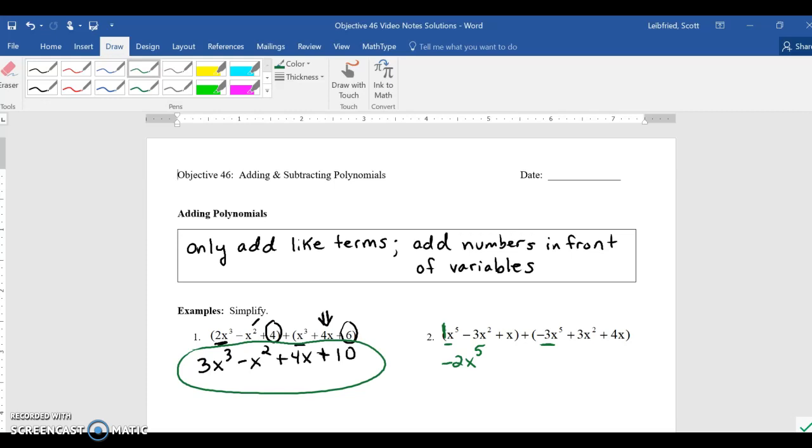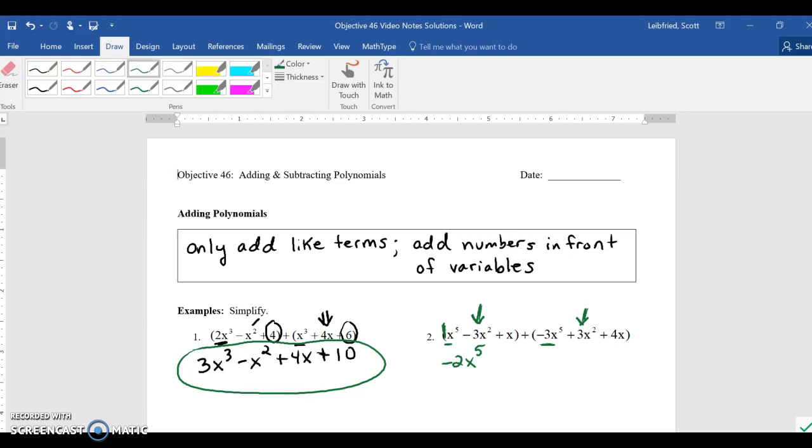The next one we look at would be a fourth term, but there are no fourth powers. Then we would go to the third power for x. There aren't any. So now we get to the negative 3x squared. So now we're here. Negative 3x squared plus positive 3x squared. Negative 3 plus 3 is 0. And when we have a 0, we don't write the variable, so we're not going to write anything down.